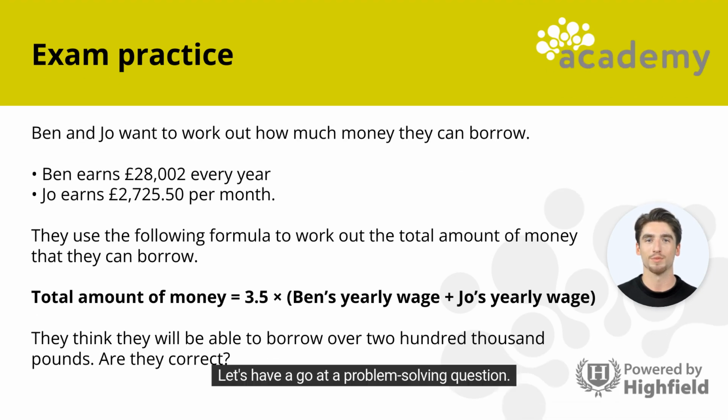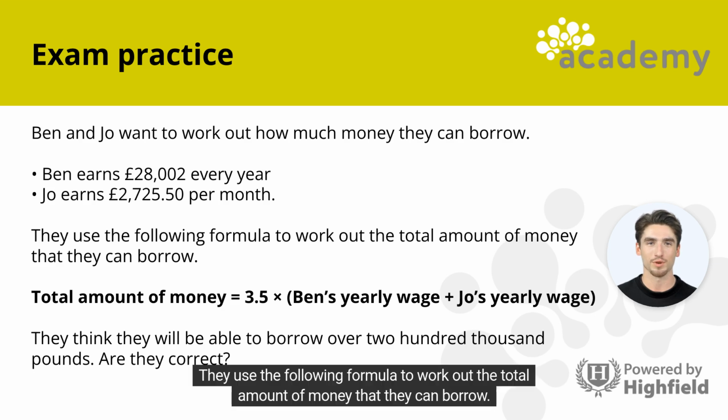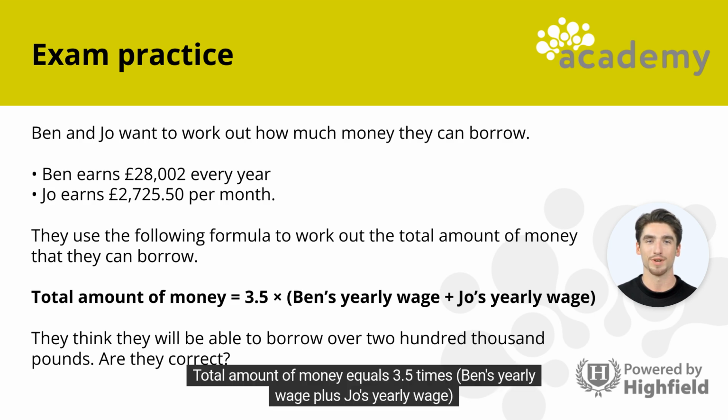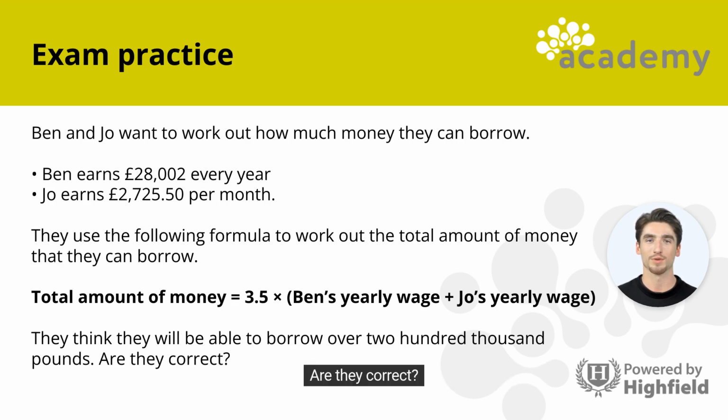Let's have a go at a problem-solving question. Ben and Joe want to work out how much money they can borrow. Ben earns £28,002 every year. Joe earns £2,725.50 per month. They use the following formula to work out the total amount of money that they can borrow. Total amount of money equals 3.5 times Ben's yearly wage plus Joe's yearly wage. They think they will be able to borrow over £200,000. Are they correct?